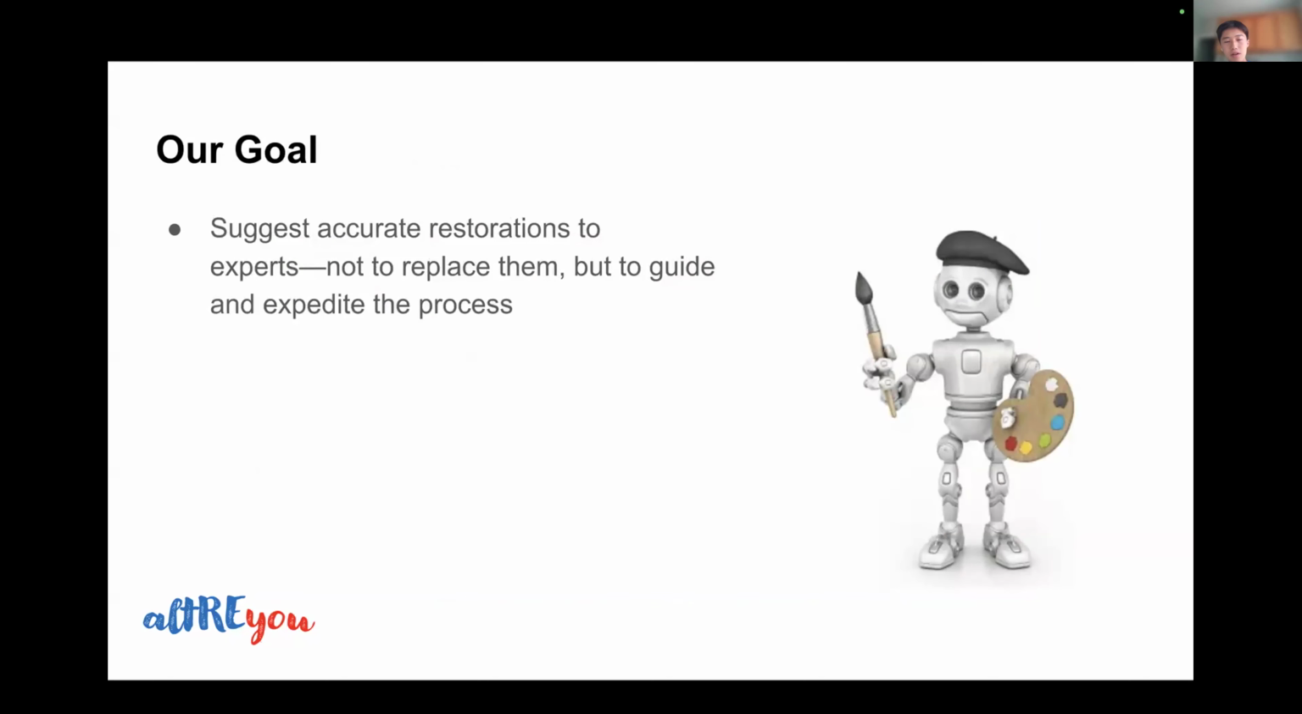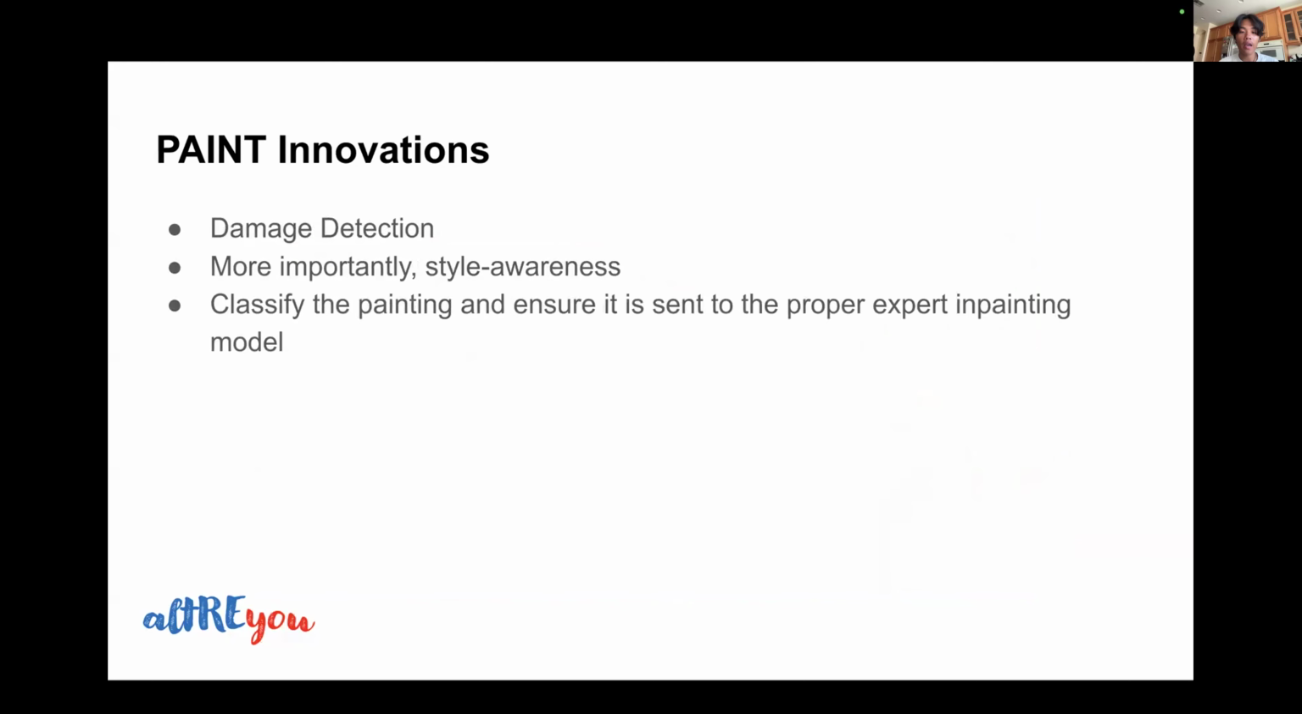Paint is designed to assist restoration experts, not replace them. We want to give them a tool that can rapidly propose high-quality, style-accurate restorations so they can work faster and work on more pieces. Unlike most AI art tools, Paint is style-aware. It doesn't just guess what is missing, it identifies the artistic movement and uses a specialized in-painting model trained for that style. This makes it far more faithful to the original artwork.